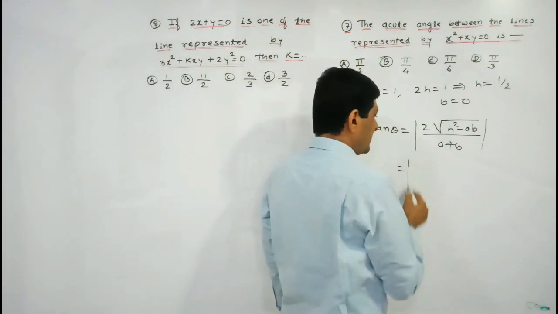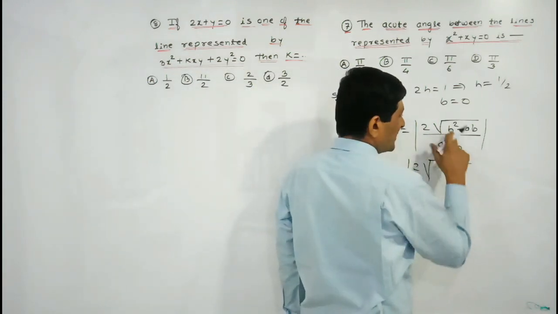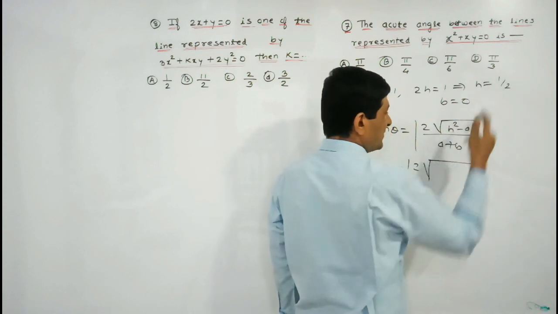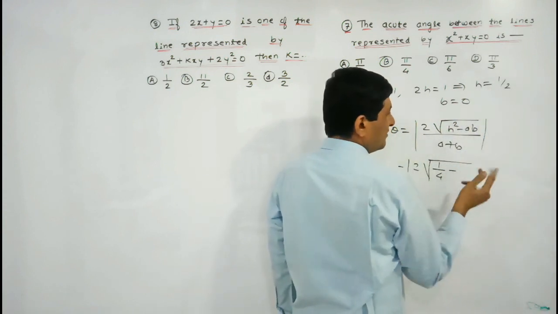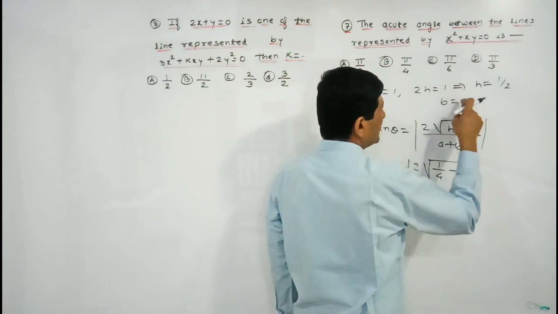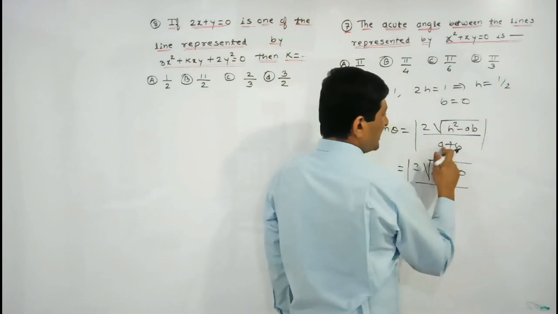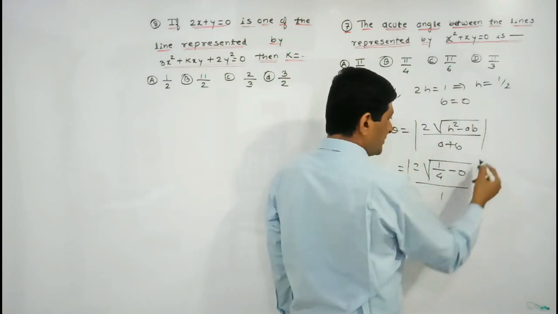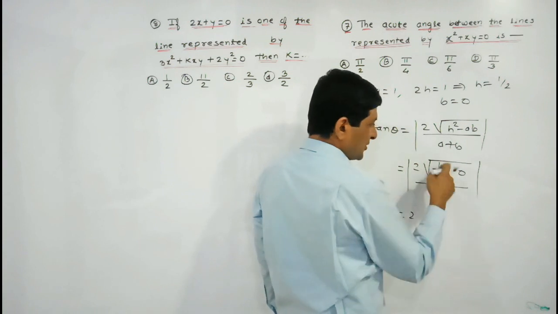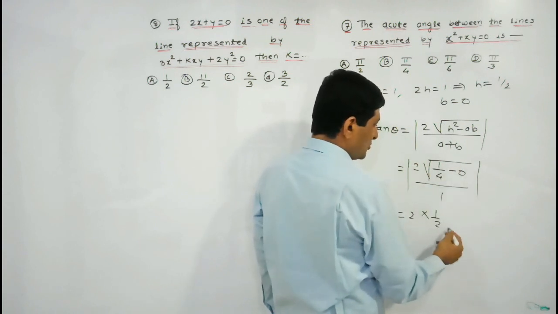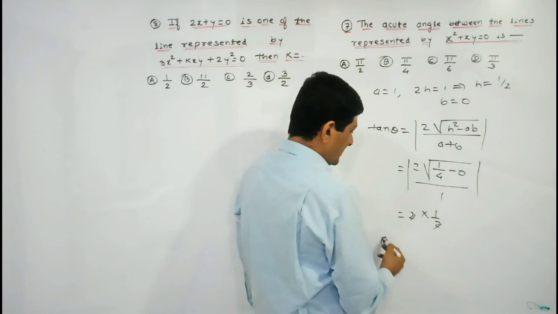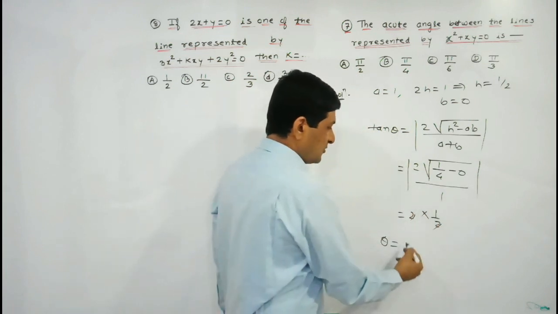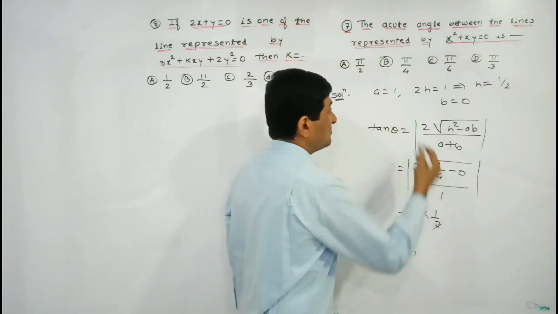So tan θ = 2, keep it as it is, under root, what is the square of h? The square of h, meaning the square of 1/2, is 1/4, minus ab, and ab means 1 into 0 is 0, upon a + b, meaning 1 + 0 will be equal to 1. So 2 keep it as it is, the square root of 1/4 is 1/2, the 2s will get cancelled. So if tan θ is equal to 1, it means θ is equal to 45°, which means π/4.